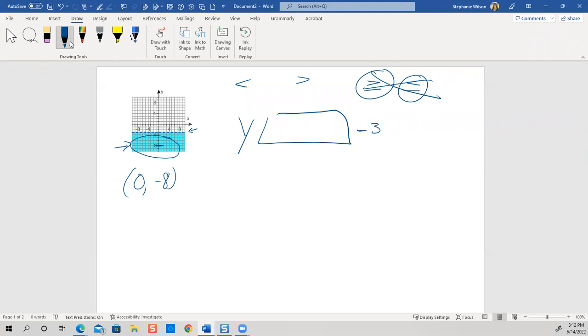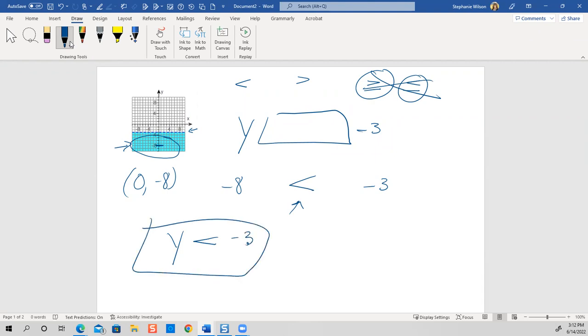I'm just picking that point, and I'm going to plug it in. Well, my y value here is -8, and we are already given -3 for what y actually is. So now I need to figure out what inequality sign goes right here to make this true. Well, we know that -8 is less than -3, so my inequality is going to be y is less than -3. And this is going to be my answer.